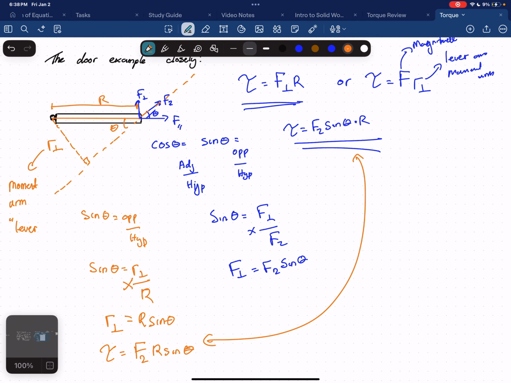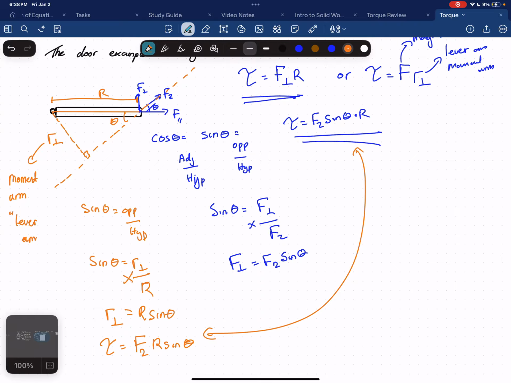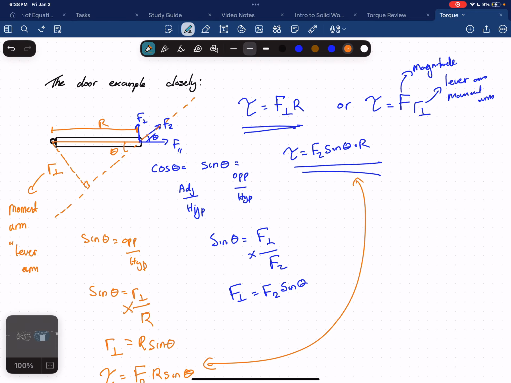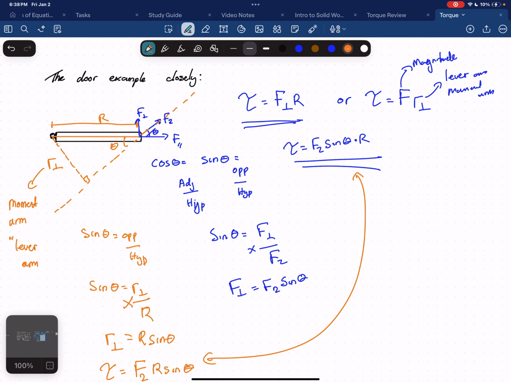So now, why would you use one over the other? It depends on the situation. In some situations you will see your moment arm is very easy to attain, so use your moment arm. In other situations, your perpendicular component is easier to attain, so you use your perpendicular component. But either way, they are both very true methods. You can use them for any situation. Just that sometimes one will be more complex than the other.